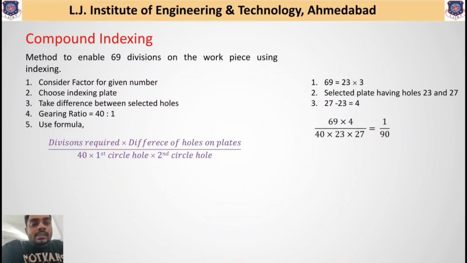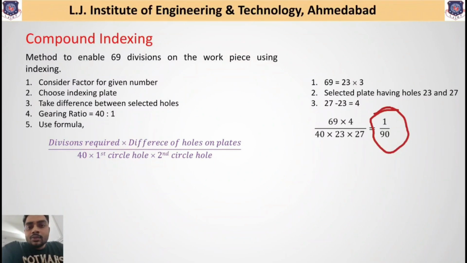Now just solve this basic numerator and denominator, and never use the point or digital form in which you have points also available. Just use the fraction form for any compound and differential indexing, or if I can say for indexing methods of this milling chapter, always use the fraction forms. So by just solving this equation, you will get fraction form, that is 1 divided by 90. And as in numerator you are getting 1, that means the method or the steps that you are following are correct.